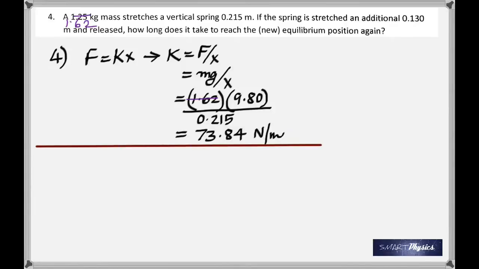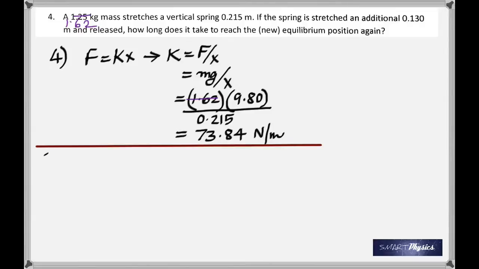Once you get K, now the second part says the spring is stretched an additional 0.130 meter. So that's the amplitude. How long does it take to come back to the new equilibrium position? Now from the bottommost position, for it to return to the equilibrium position, how much of an oscillation is that? Surely that's not one oscillation. That is, you guessed right, a quarter of an oscillation. From the lowest point to the equilibrium, it's a quarter.